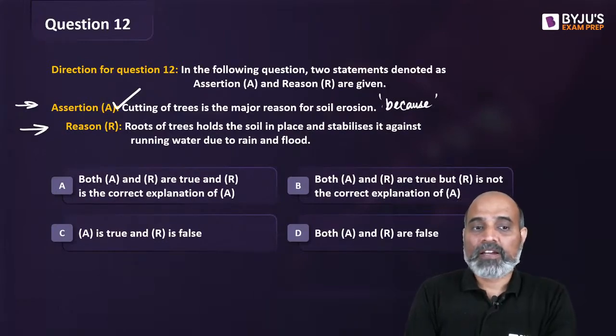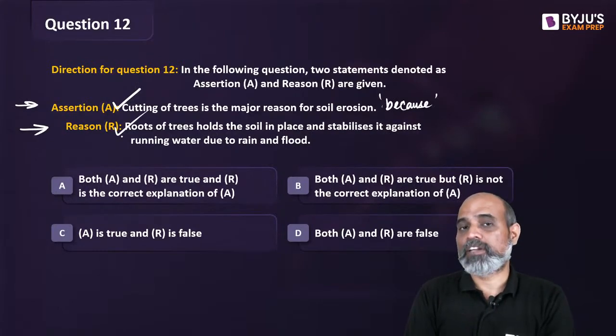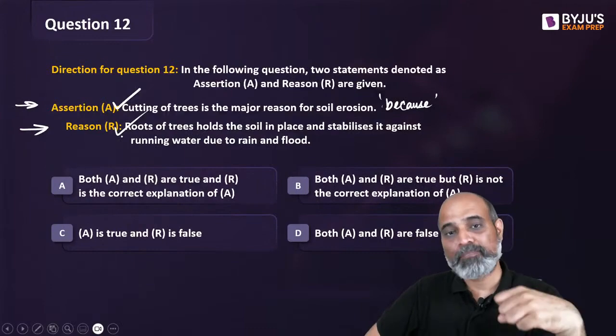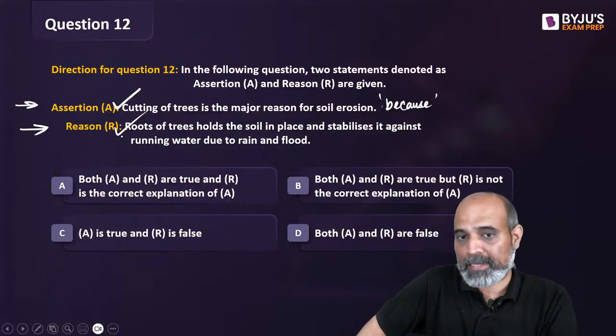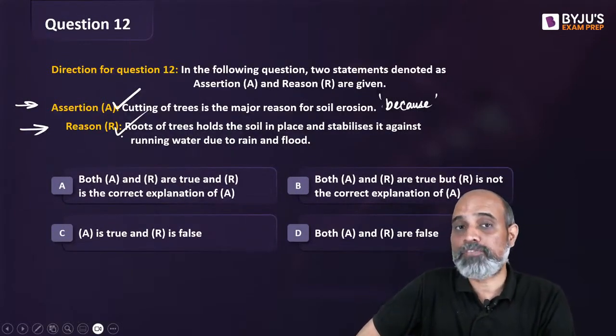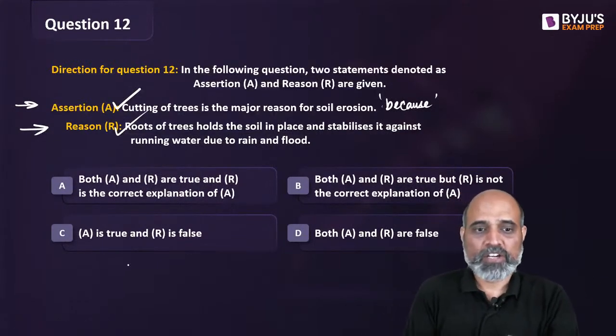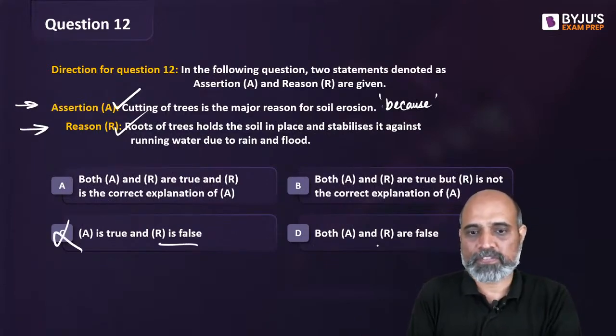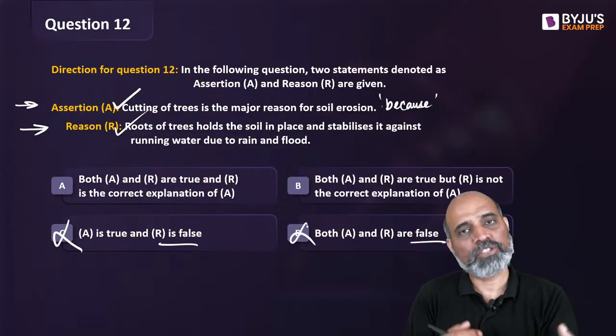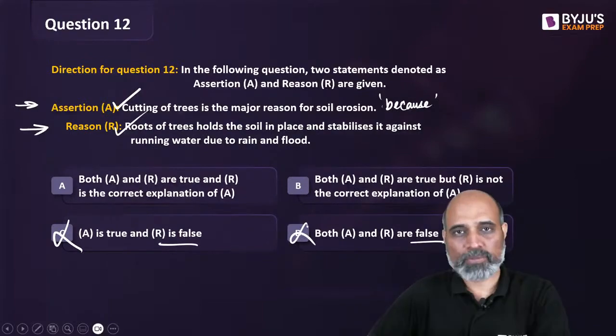Now, forget about the first one. Look at the second one. Roots of trees holds the soil in place and stabilizes it against running water due to rain and flood. ये भी सच बात है, ये भी बिल्कुल होता है. So both are definitely correct. So if both are definitely correct, तो reasoning is false and both are false, ये तो गया. Answer A या B में से होगा.